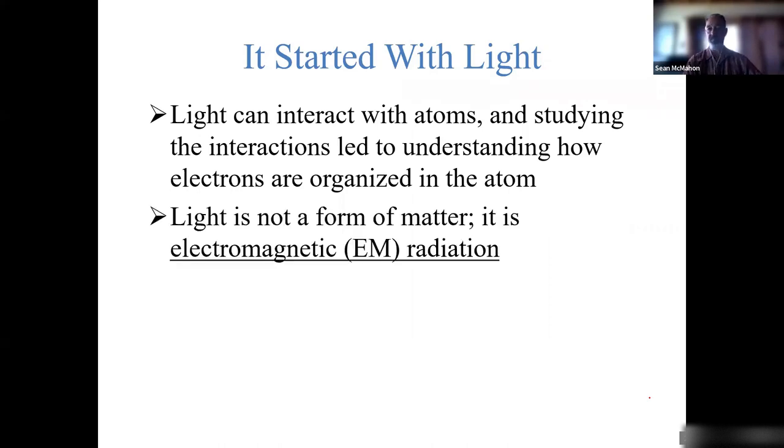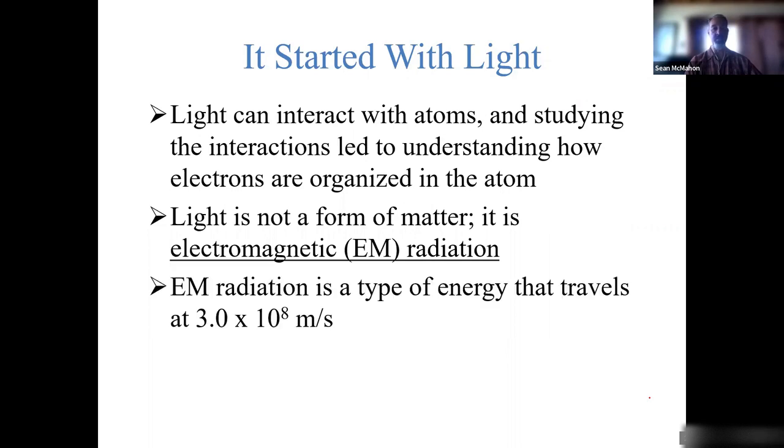So light is a form of electromagnetic radiation. It's not really matter, it's energy. And remember, in chapter 3, we were looking at matter and energy. So energy is something that can do work. And when we talk about electromagnetic radiation, it travels at a certain speed. And that speed is the speed of light. You may have heard this. You may have even seen it in an equation that's pretty famous. Energy equals mass times the speed of light squared.